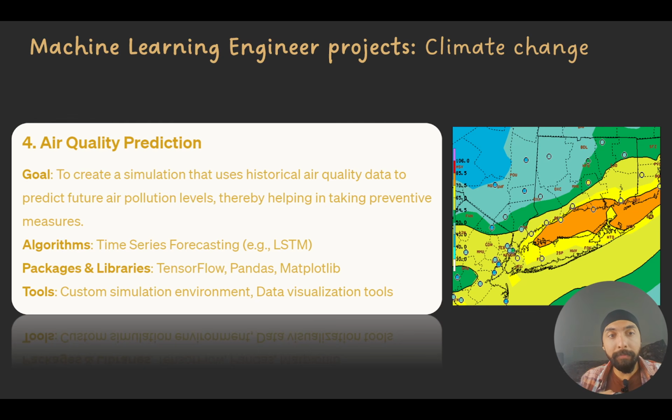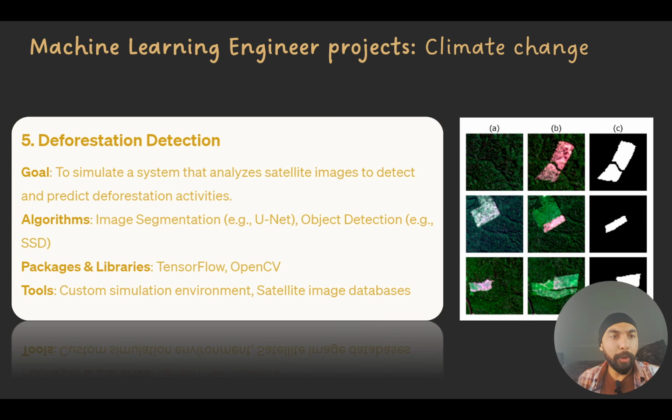Air quality prediction: you can use historical air quality data to predict future air pollution levels, helping in taking preventive measures, and essentially it's a time series forecasting related project that you can consider. And the last project for you is to simulate a system that analyzes satellite images to detect and predict deforestation activities. You can use image segmentation and object detection using TensorFlow, Python, and OpenCV.